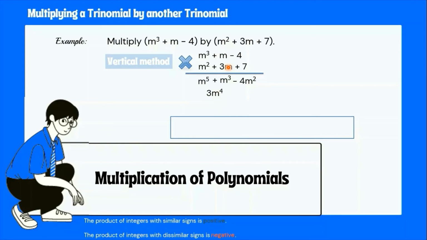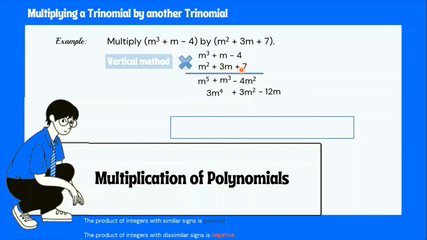Next tayo, 3m multiplied by m. Ang sagot natin ay magiging 3m squared. Ipagtapat natin dun sa pareho ng literal coefficient. 3 multiplied by invisible 1 is 3. And then 1 plus 1 yung invisible exponents nila kaya magiging 2. Next, 3m multiplied by negative 4 is equal to negative 12m. 3 positive multiplied by negative 4 ay negative 12 and then copy m.